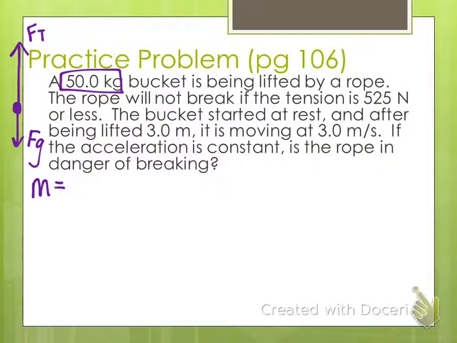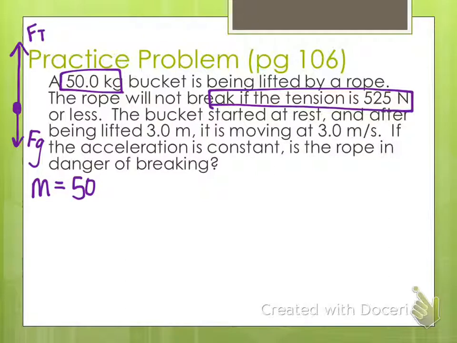So in our problem, we were given mass. Mass is equal to 50 kilograms. We were also given a maximum tension that we can withstand. This rope has the ability to withstand 525 newtons of tension. The bucket started at rest, and after it's lifted 3 meters, it's moving at 3 meters per second. If acceleration is constant, is the rope in danger of breaking? Our goal here is to see if the tension is going to exceed the maximum tension that this rope can withstand, or if it's going to be below that.